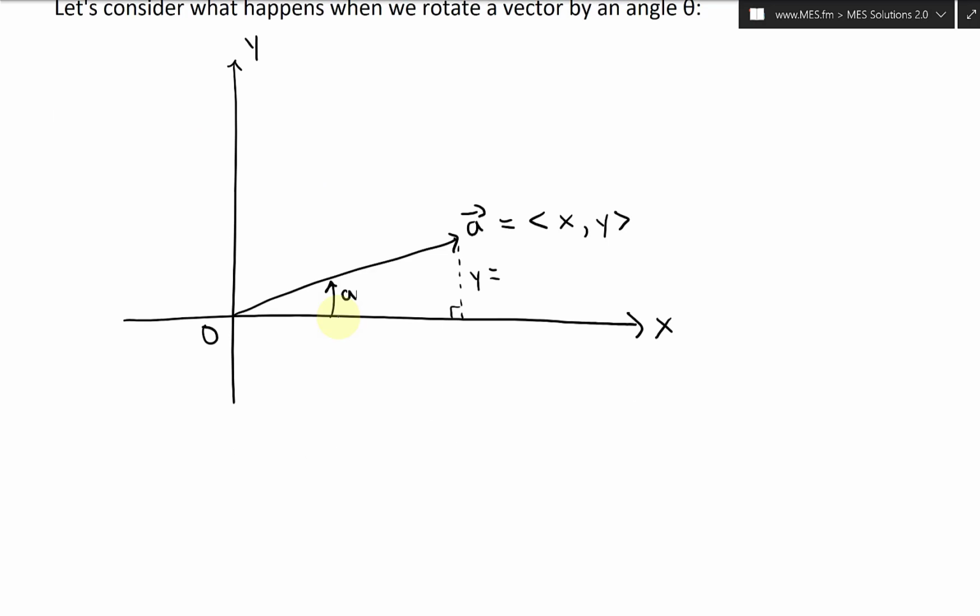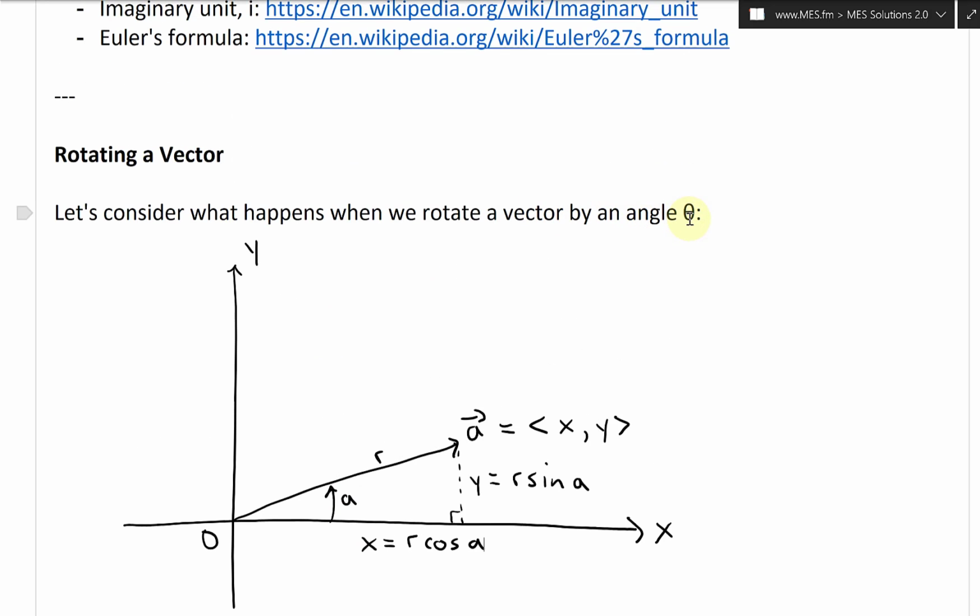The vector has a radius, or length, R. This is basically polar coordinates. So y equals R times sine of A, and x equals R times cosine of A. Let's move it over here, because we're going to need some room once we rotate this. Now let's say we rotate this vector by an angle theta.